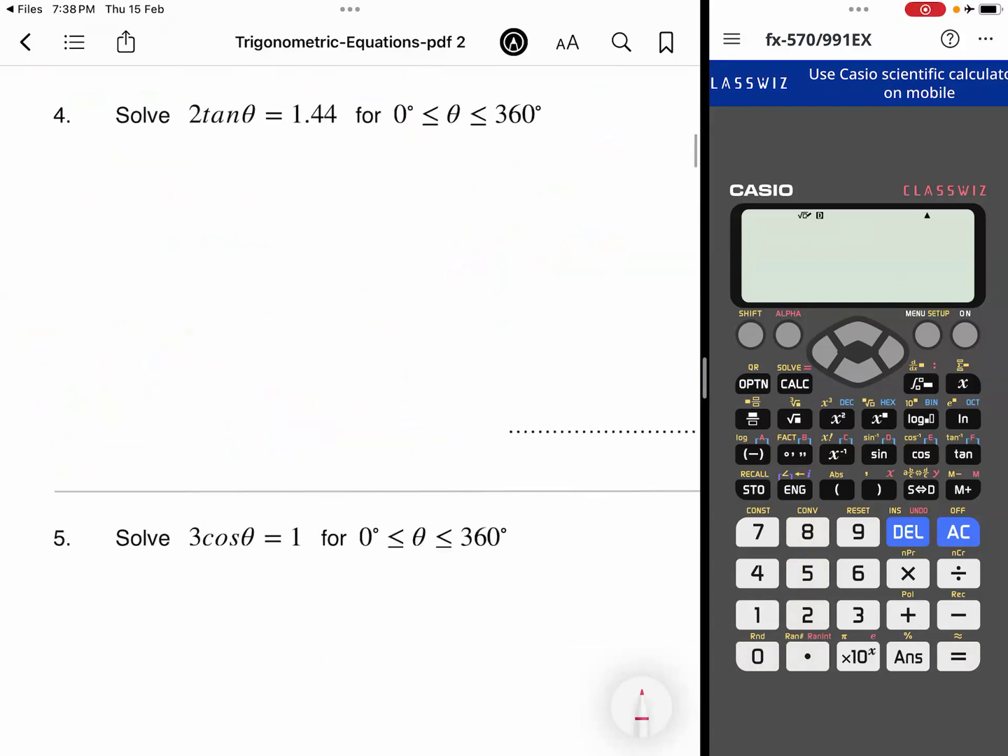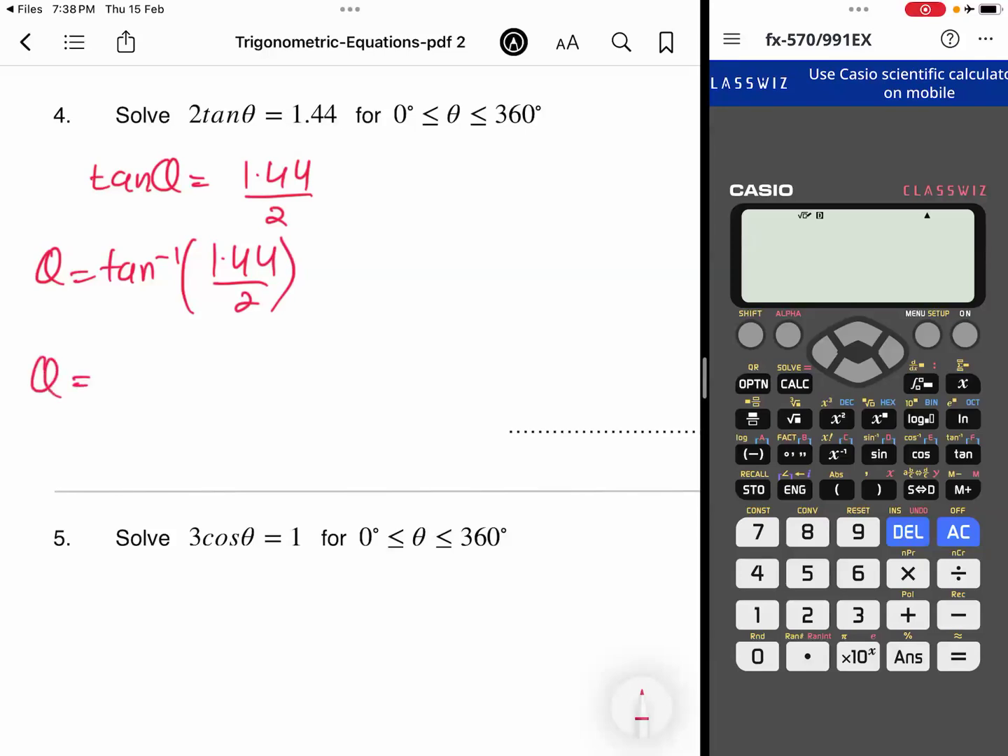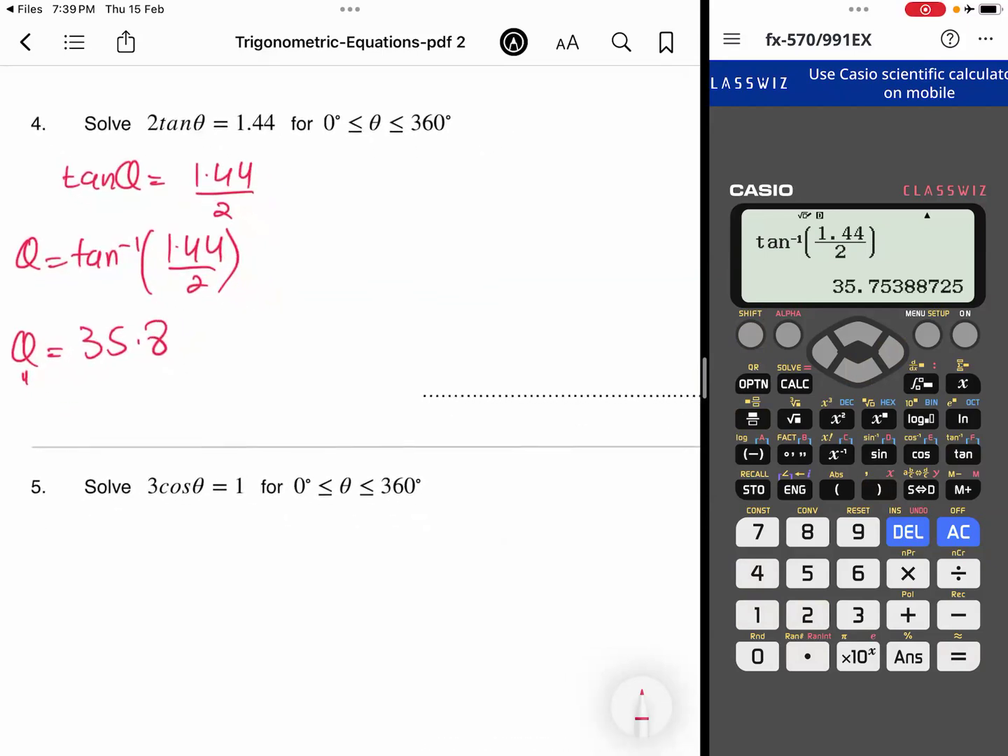Beta, they say that 2 tan is equal to 1.44. We know that we want to divide 2 first. So tangent theta is equal to 1.44 divided by 2. Theta is equal to tangent inverse of this thing. Yes or no, Hamad? Theta is equal to shift tangent inverse fraction 1.44 divided by 2, bracket close, answer. हमाद, समझ आ गई बेटा? Yes, sir. 35.8 is the answer. This is my theta 1 because tangent is positive. I want to find out the other one.